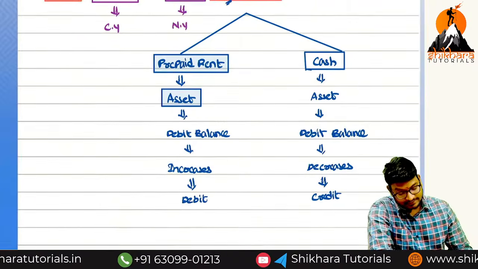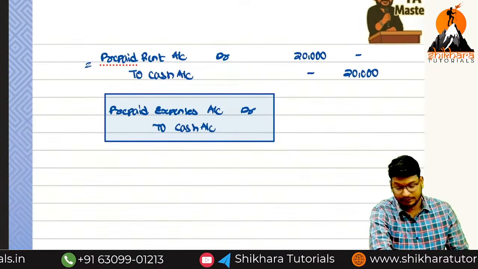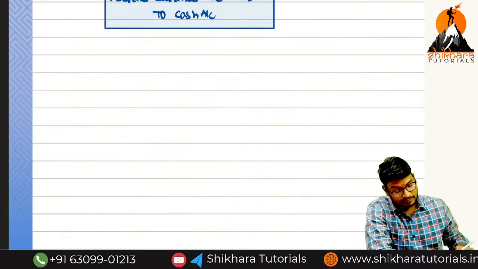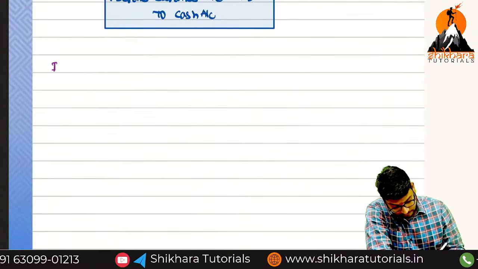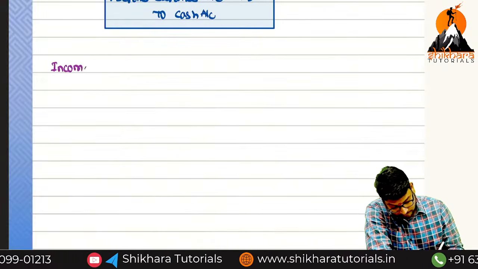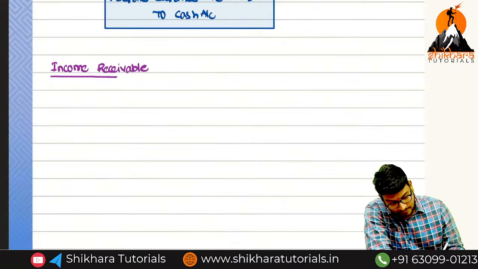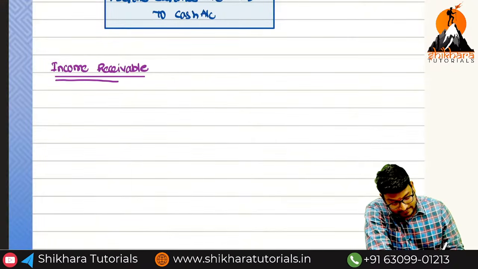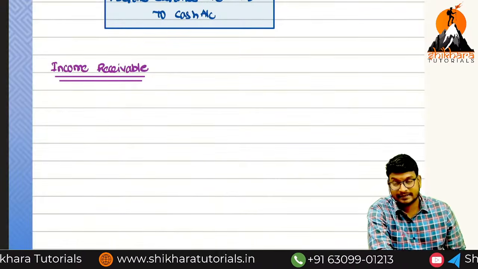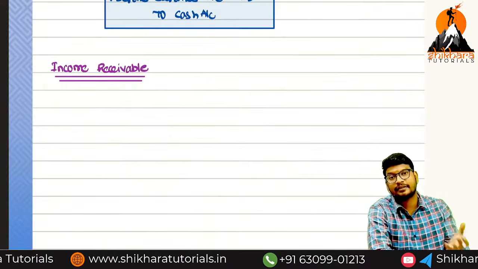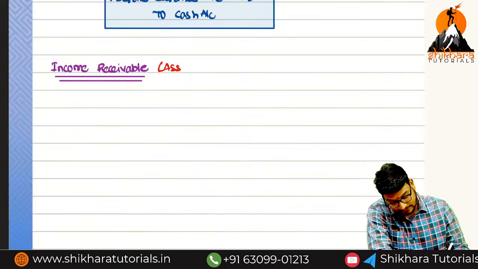Okay guys, so next, the special point we have to discuss is called income receivable. First of all, is income receivable an asset or a liability? Receivable: anything we are in a capacity to receive is called an asset. Okay? So it is an asset. Why, sir? I will explain, no problem.